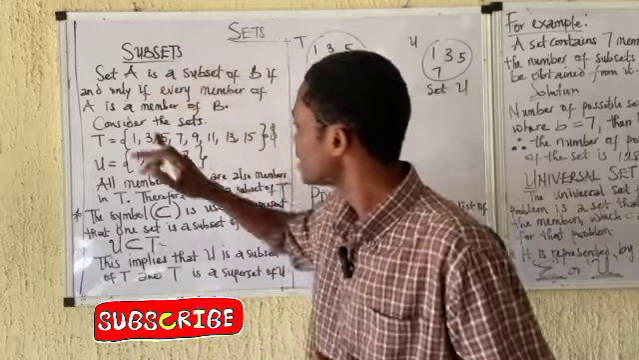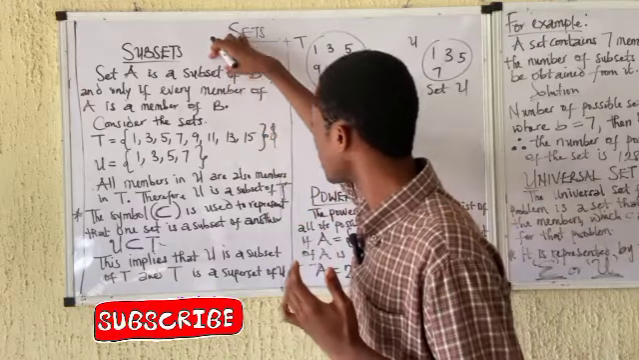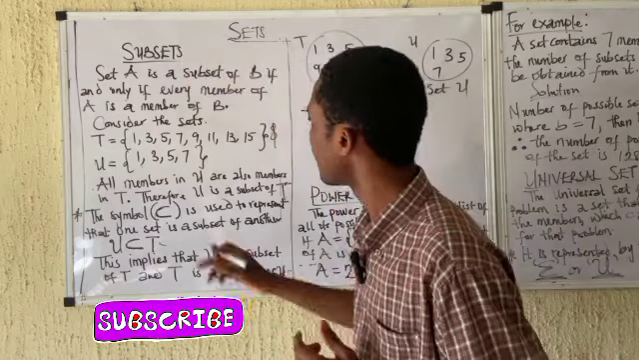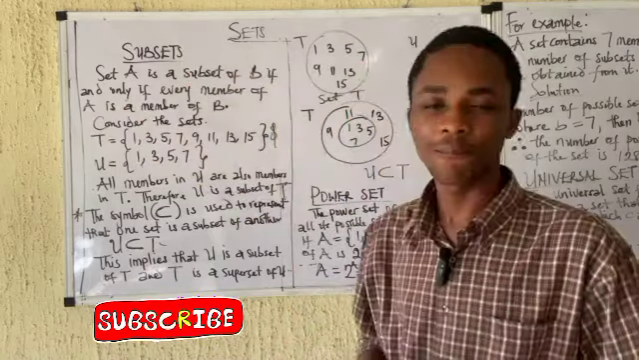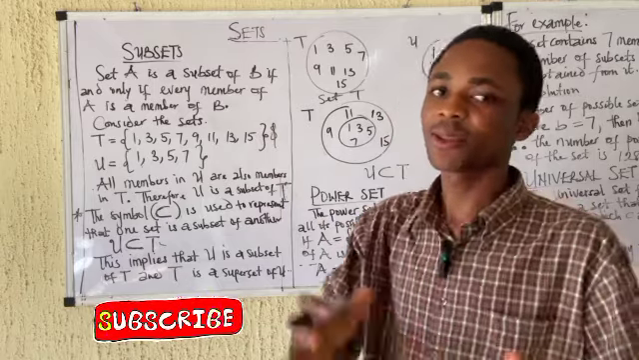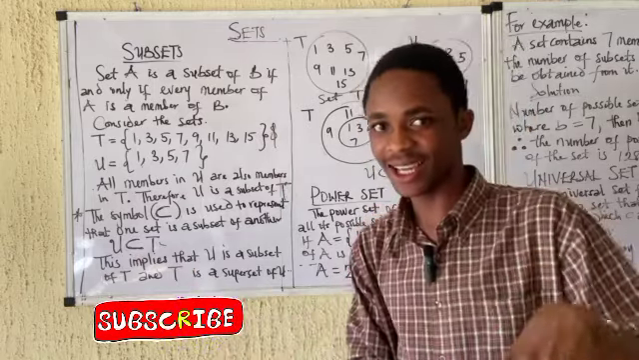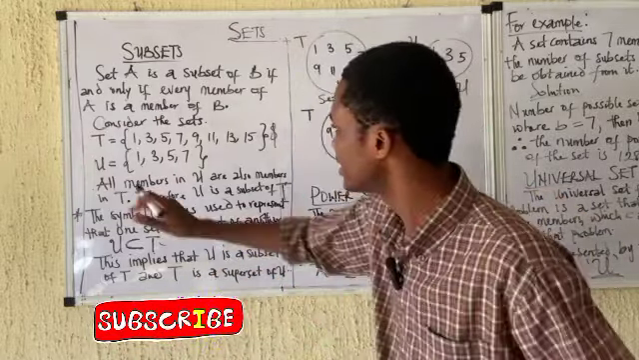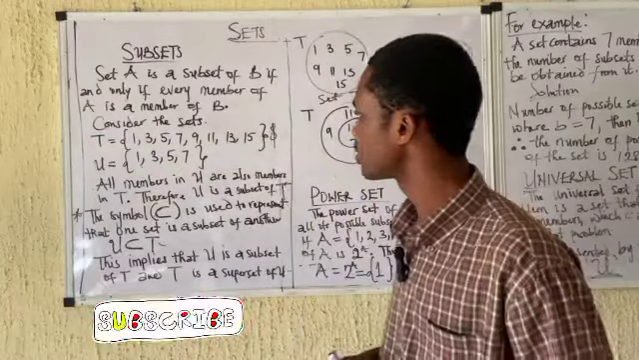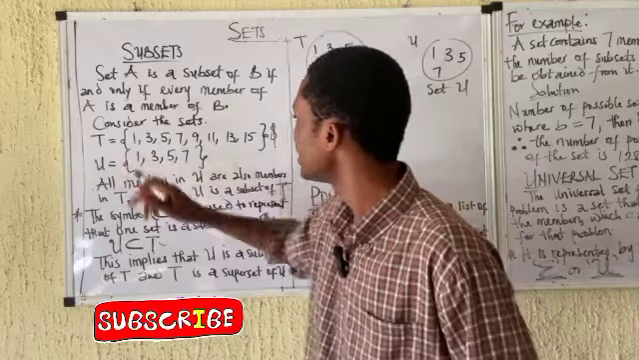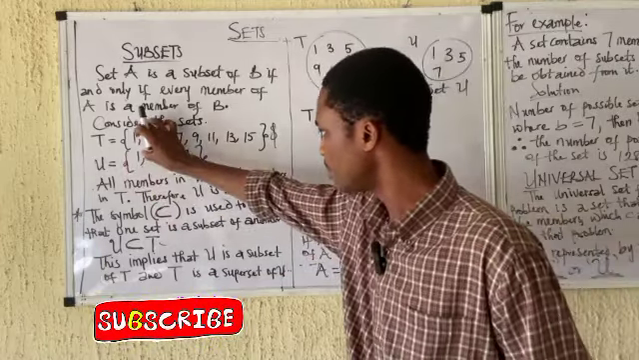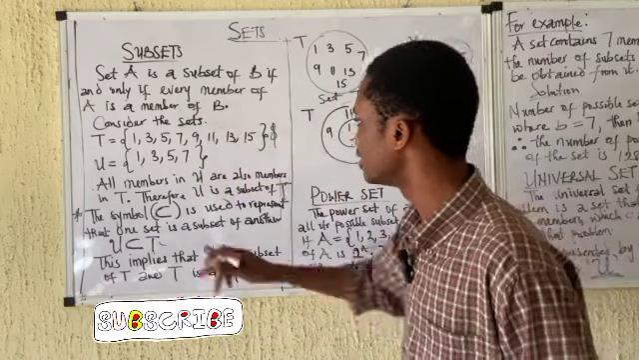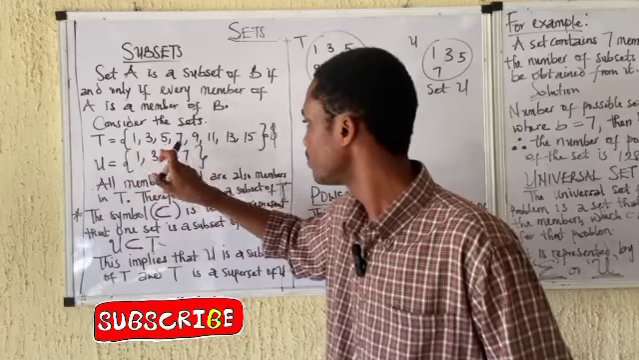Subsets. Set A is a subset of B if and only if every member of A is a member of B. A is a subset of B if all the members in A are also in B. Now, for example, let's consider the sets T and U. Let's look for the set and the subset. T has the elements 1, 3, 5, 7, 9, 11, 13, 15, and U has 1, 3, 5, 7.